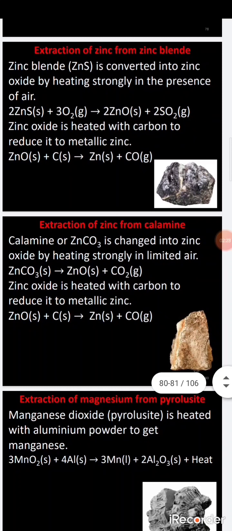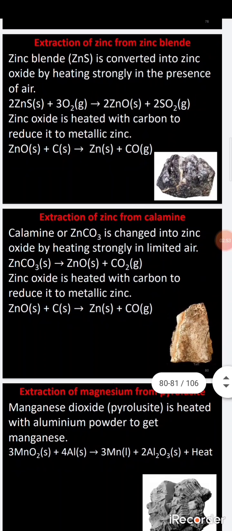How can it be done? By converting this zinc blende into zinc oxide by heating strongly in the presence of air. They have mentioned the equation ZnS plus oxygen gives ZnO, that is zinc oxide, and sulfur dioxide gas gets liberated. The zinc oxide is then heated with carbon to reduce it to metallic zinc.